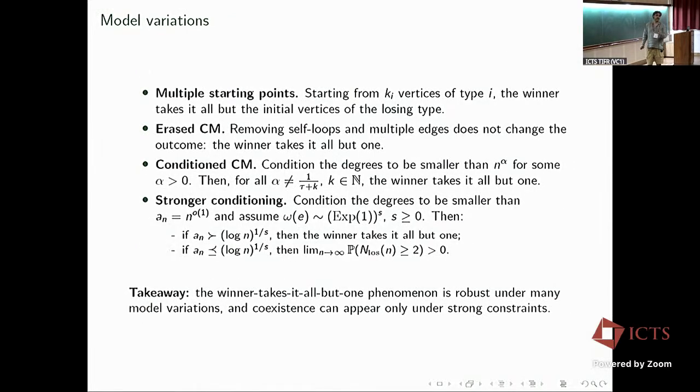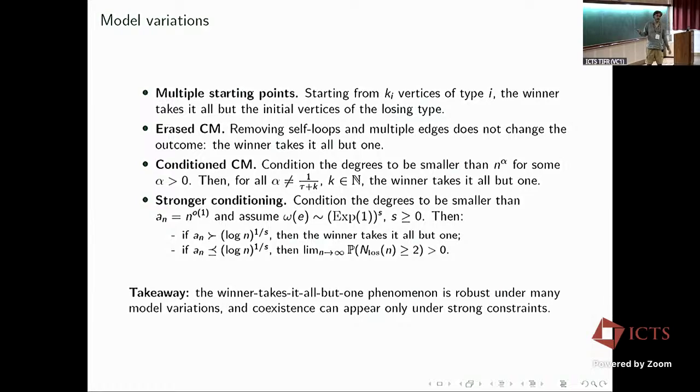Okay, some variations of these models. Multiple starting points. If, instead of starting from one type 1 and one type 2, you start with k_i vertices of type i, again, winner takes it all except for the initial vertices of the losing type. So we have this strong winner-takes-it-all phenomenon. If you consider the erased configuration model, so you remove self-loops and multiple edges, again, the winner takes it all but one, a strong phenomenon, because the topology is quite strong.